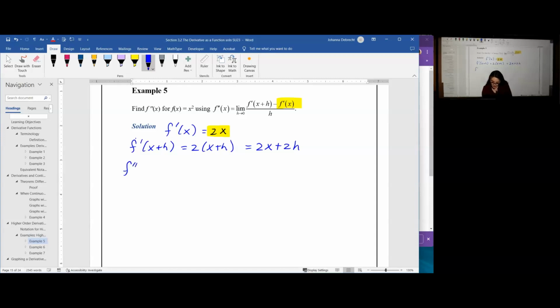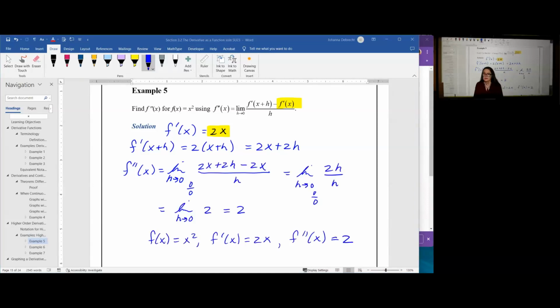Now we can find the second derivative, f double prime of x, by finding the limit of the difference quotient. Pause the video, work it out, turn it back on and we'll compare. Let's see what we have. Using the first derivative as our function inside the difference quotient eventually leads to the value of 2. Notice this means that the function is x squared, the first derivative is 2x, and the second derivative is 2.